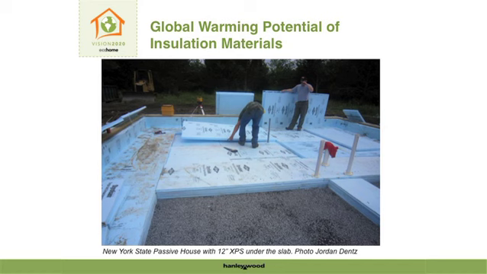Even when we do the right thing, we think we're creating a state-of-the-art green home. This is a passive house using the German standard under construction in New York State with a foot of extruded polystyrene under the slab. That's going to take well over 100 years, maybe several hundred years, to pay back the embodied global warming potential of that blowing agent.